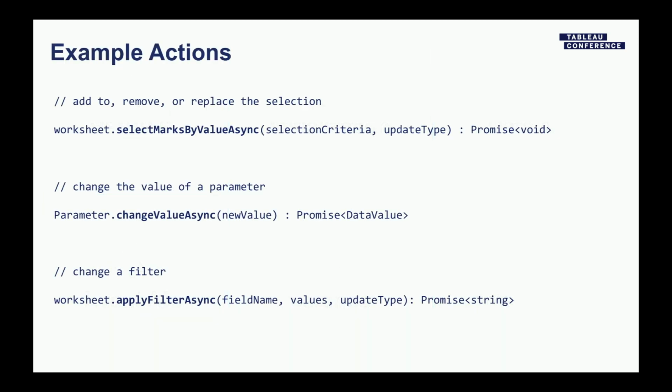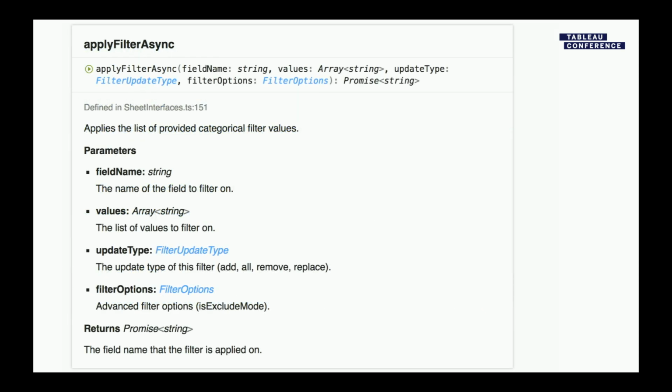There are various actions that you can perform. Here are some of them. You can select marks from your extension. You can change parameter values. You can apply filters. You saw the devs on stage yesterday show hide, which you can't do right now, but will be coming in 2019.1. But what we're going to do in our little demo is focus on applying a filter. So this is a page from our documentation. We actually have our documentation writer in the session with us, and he does a good job. So this is apply filter async.